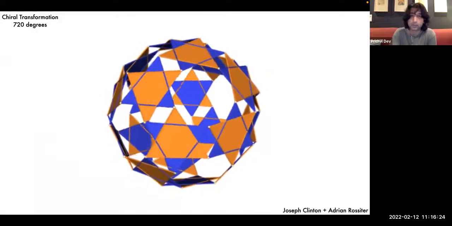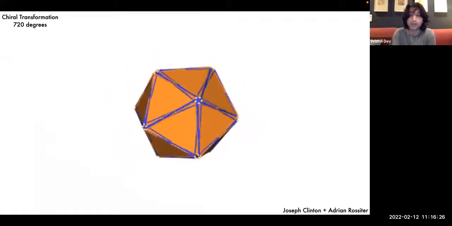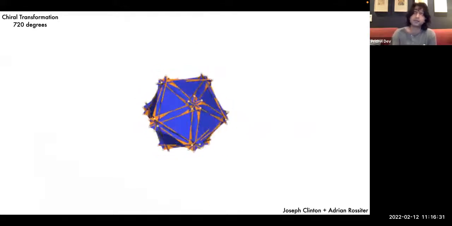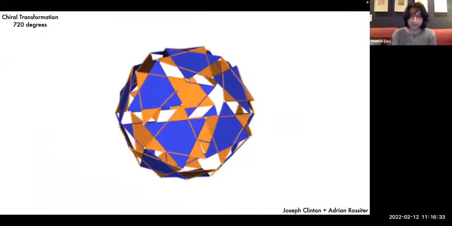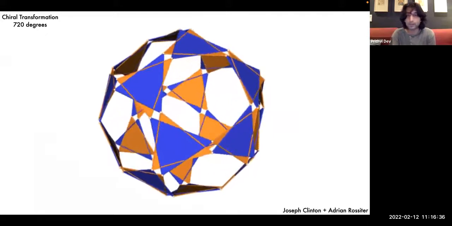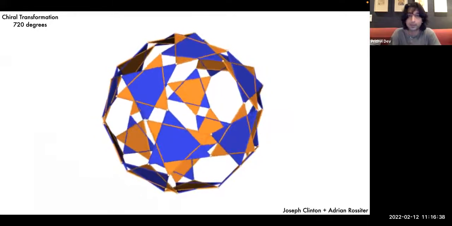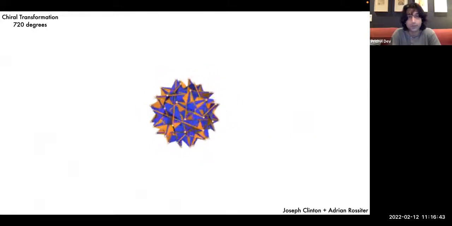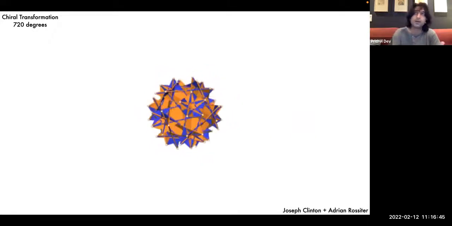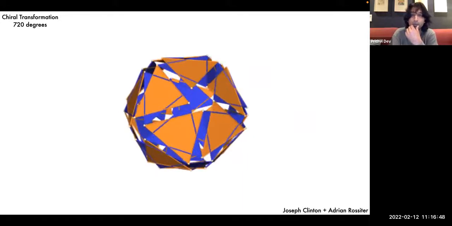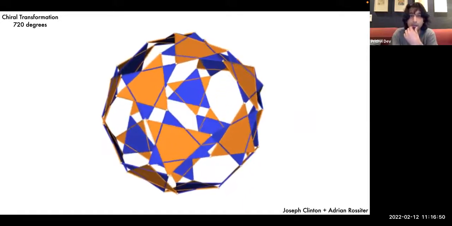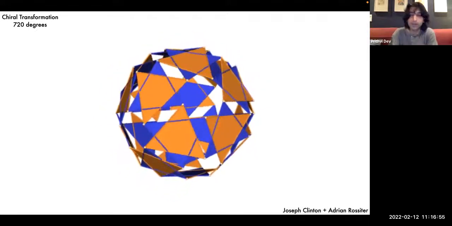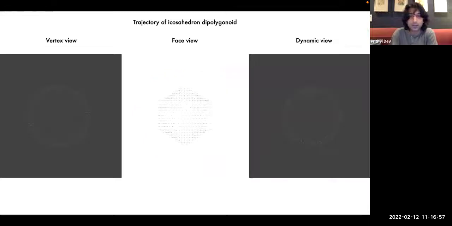And of course, the chiral transformation, again starting from the icosahedron. That's because the icosahedron dipolygonoid expands, you can see right there, with pentagonal gaps. So again, I'm not sure what Moire pattern would be appropriate for this. Of course, triangular ones would be the most appropriate, because the icosahedron is made of equilateral triangles. But I just used wireframe ones for this one.